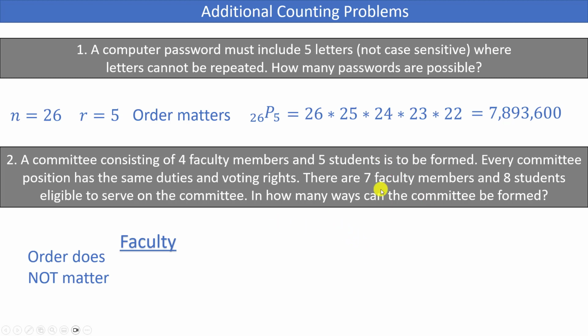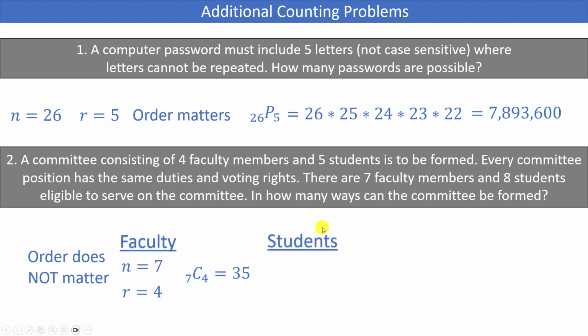So there are a total of 7 faculty members to choose from. So that's an n equals 7. And there are 4 faculty members that need to be on this committee. So r is going to be 4. So this will be the combination of 7 choose 4, which I've not written all the work here, but that will end up being 35.